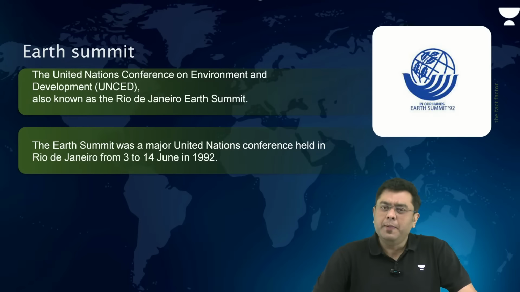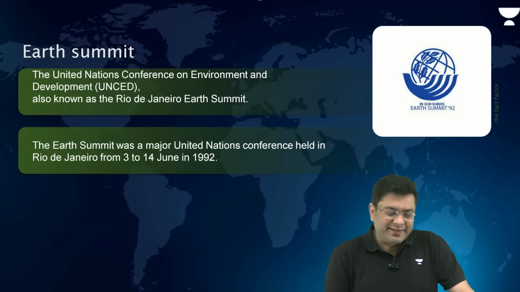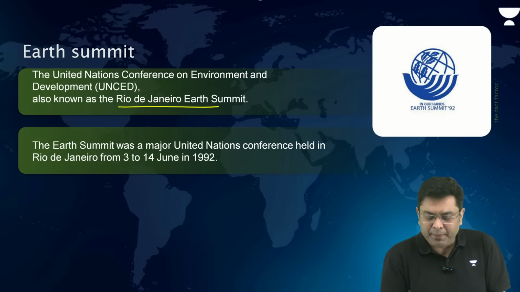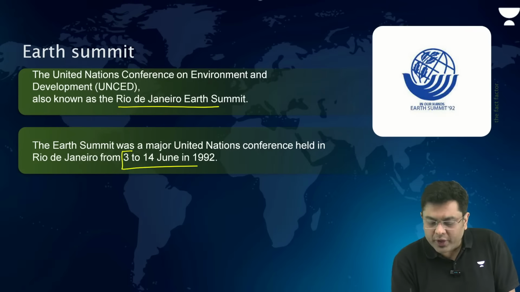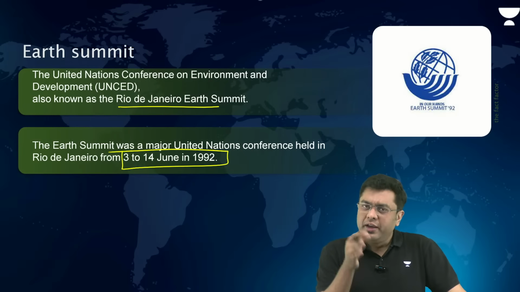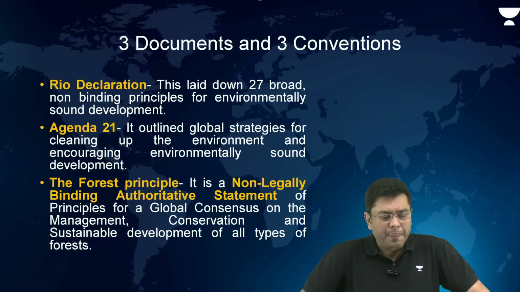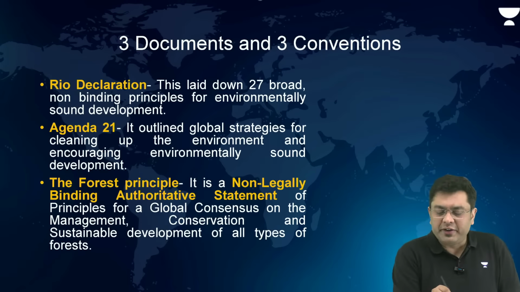So first of all, the brief about the Earth Summit. This was held at Rio de Janeiro, also known as the Earth Summit. And again, look at the duration, 3rd to 14th of June, with major meetings happening on 5th and 6th of June to commemorate Stockholm Conference. Now, which were the 3 documents first of all?